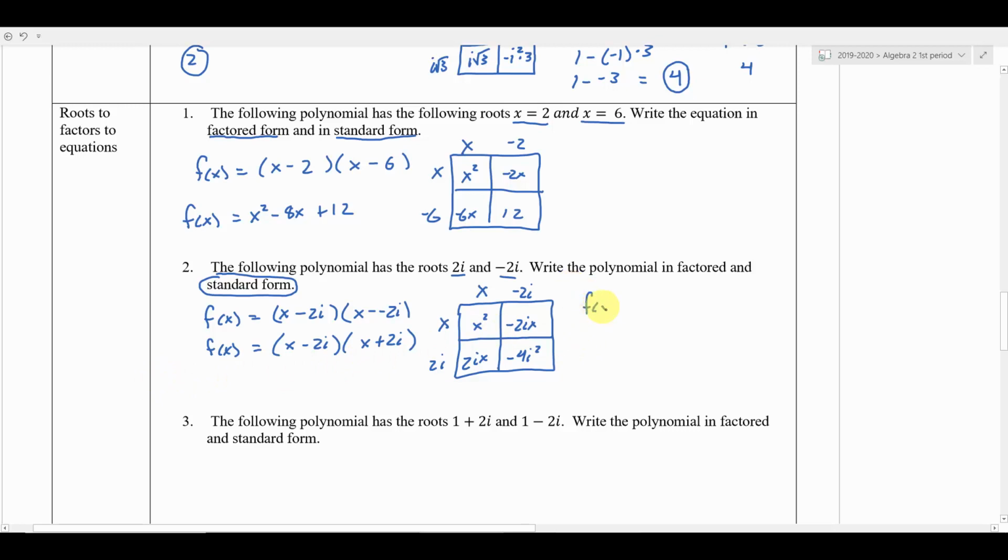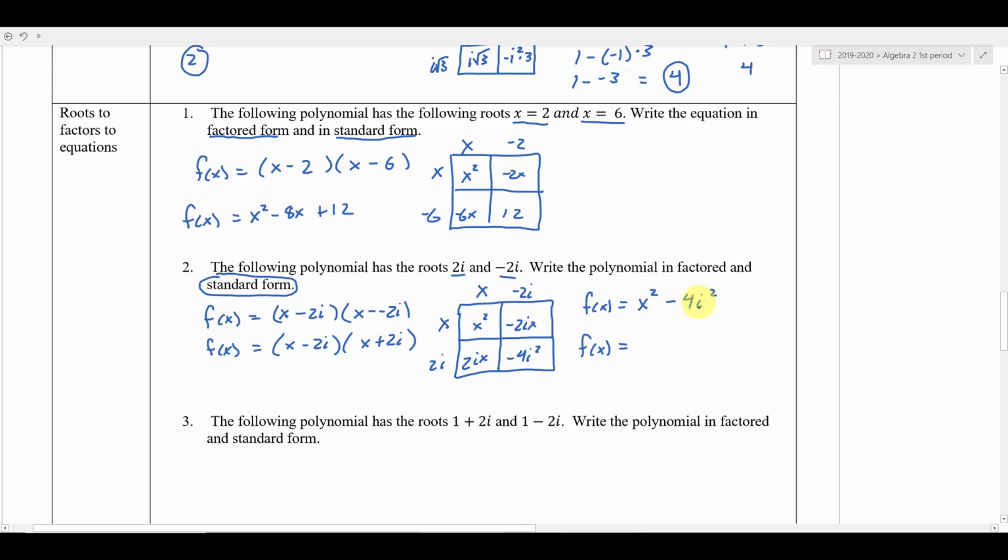Let's say we've got f of x equals x squared. Notice that you have a negative 2ix and a positive 2ix, so those are going to cancel each other out. So that just becomes a 0. And then we have minus 4i squared.